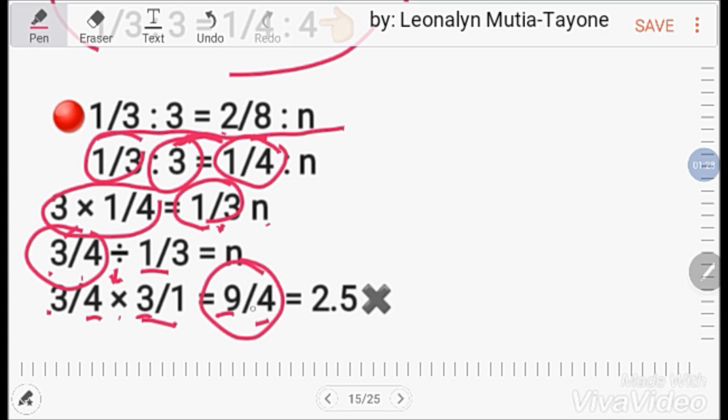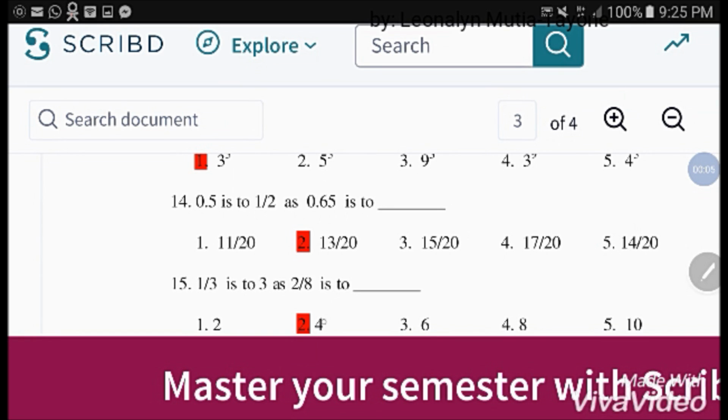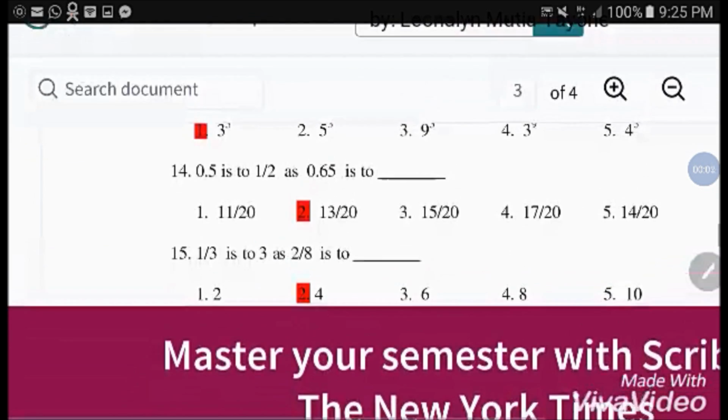Sa choices, walang 9 over 4. 2 over 5, wala rin. Tingnan mo. Wala. Ang nandun lang ay yung 4. So, ito ang isagot natin. At ang sagot naman ng ating source ay 4. Wala kasing explanation dito.